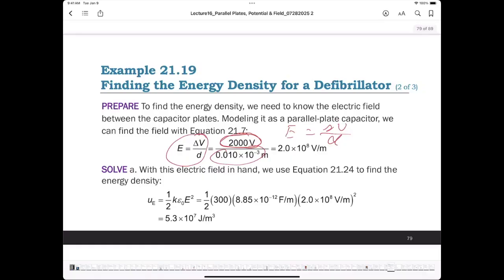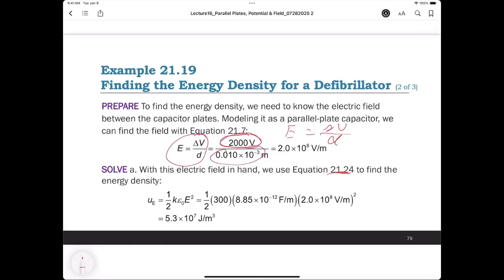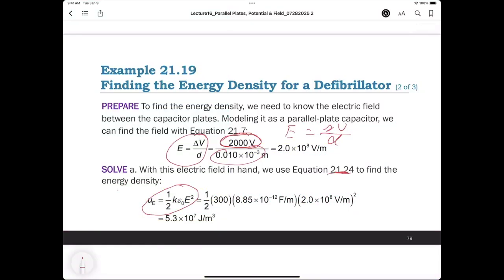And yeah, this is the voltage difference, and this is the distance. Does it make sense to you? So we can calculate the electric field, and then with the electric field in hand, we use equation 21.25, this equation, to find the energy density.